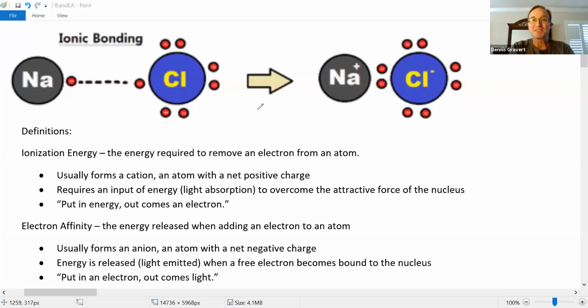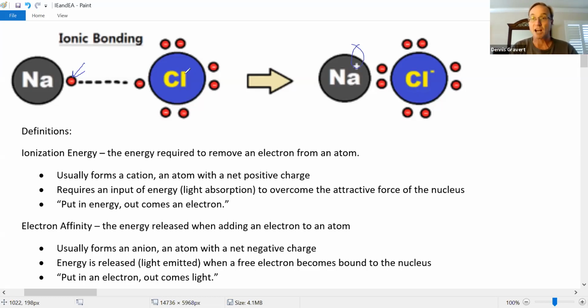Hi everyone, let's talk more about ionic bonding. In a previous video, we talked about how the metals tend to lose electrons. So Na is sodium, that's a metal. Here it's going to lose this one electron here. Sodium's going to lose this electron, form a cation, something with a positive charge.